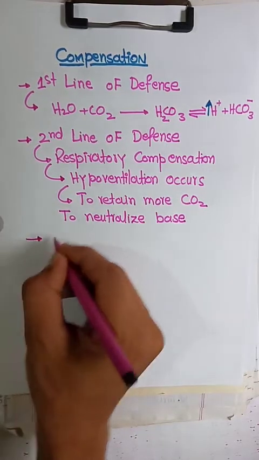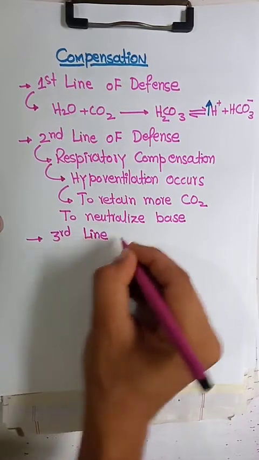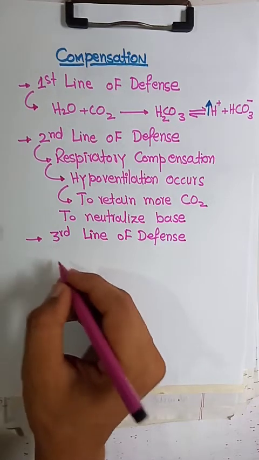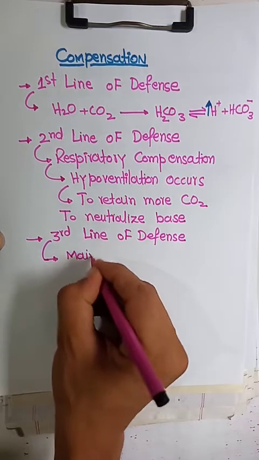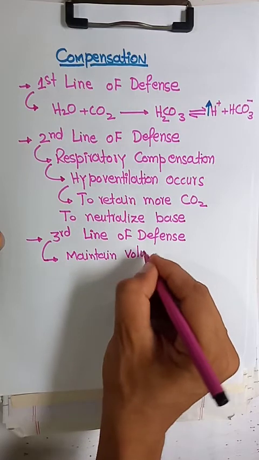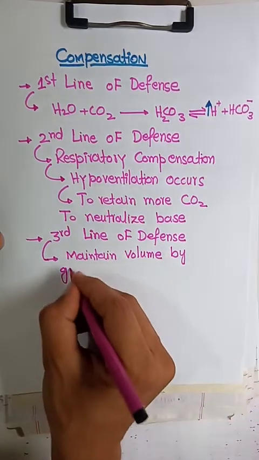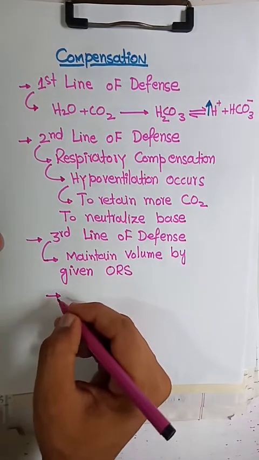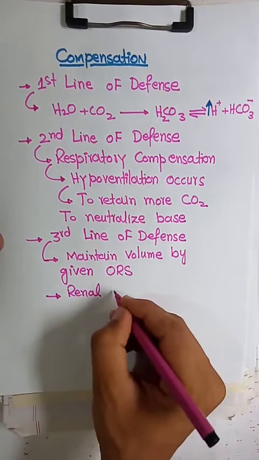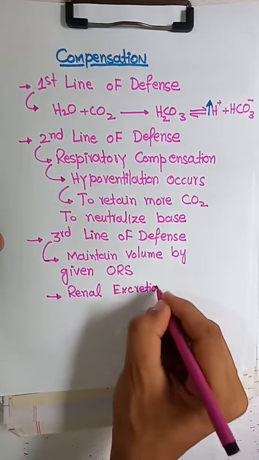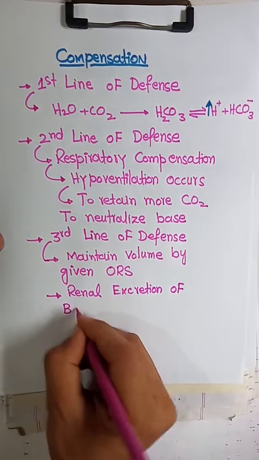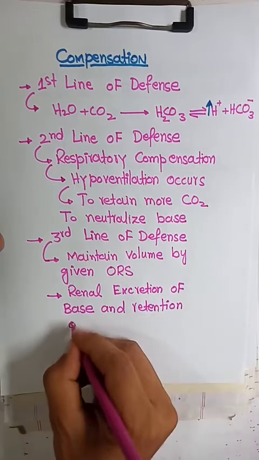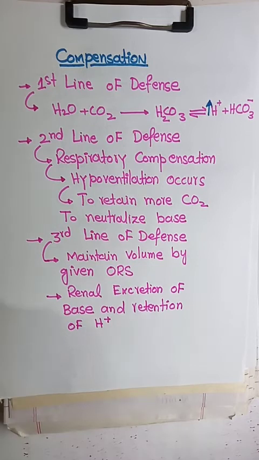And the third line of defense: maintaining volume by giving ORS, and renal excretion of base and retention of hydrogen ion. This was the compensation of metabolic alkalosis.